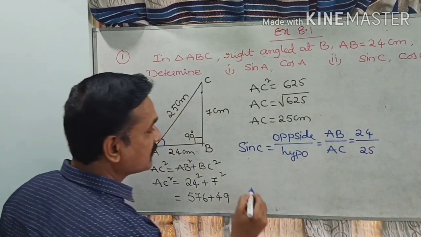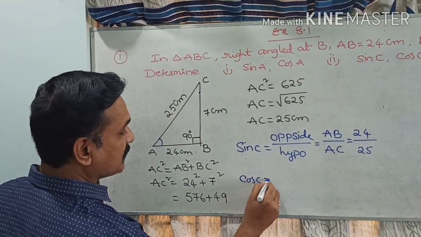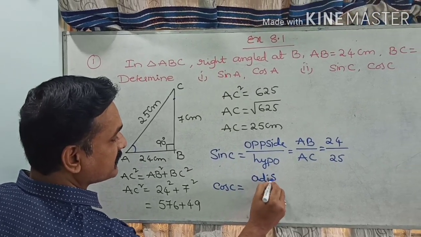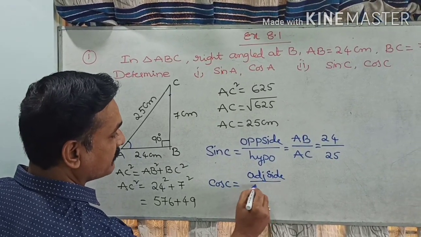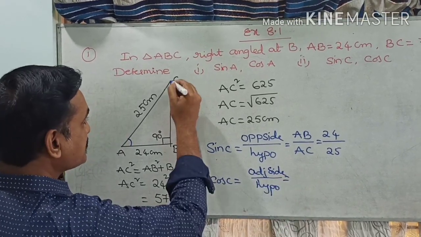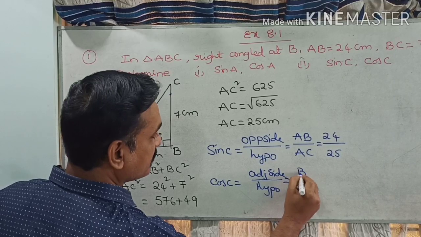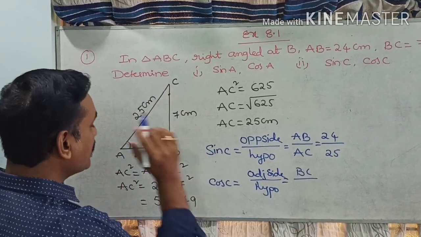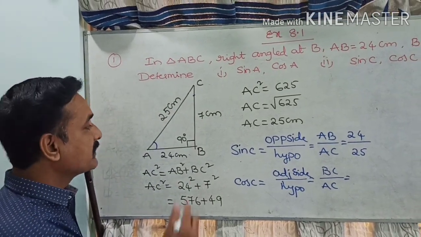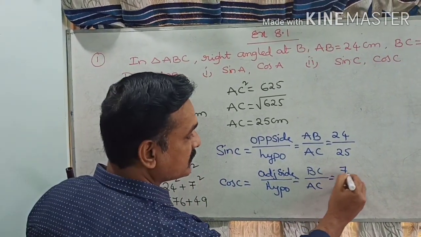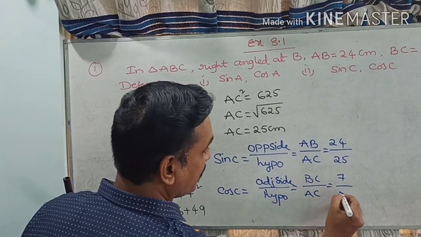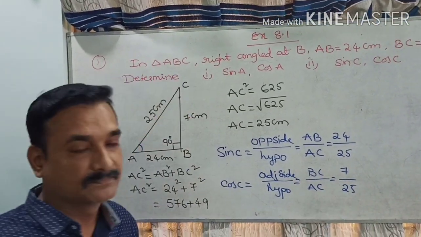The second one is cos C. cos C equals the trigonometric ratio adjacent side by hypotenuse. Here the adjacent side is BC and the hypotenuse is AC. The value of BC is 7 centimeters and the value of AC is 25 centimeters.